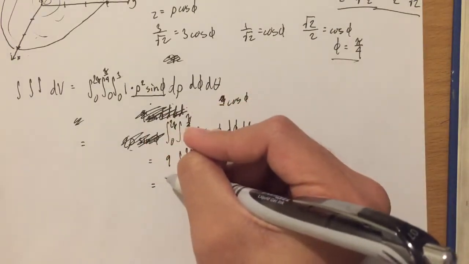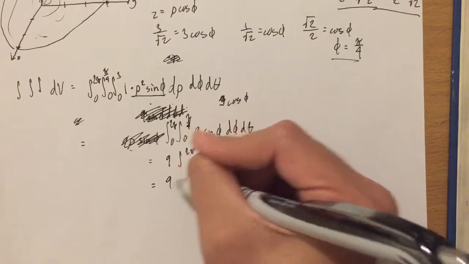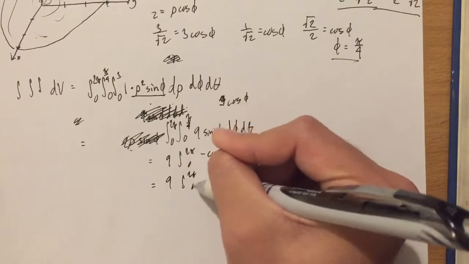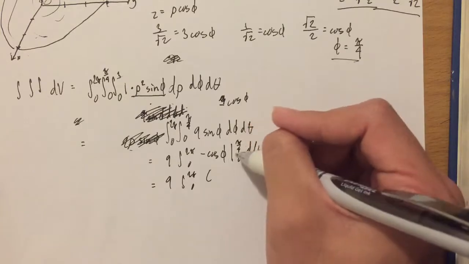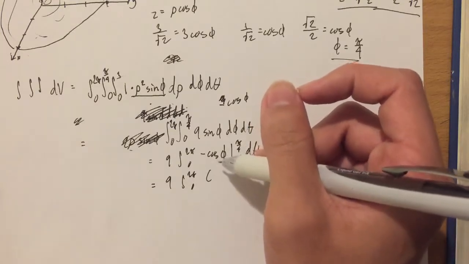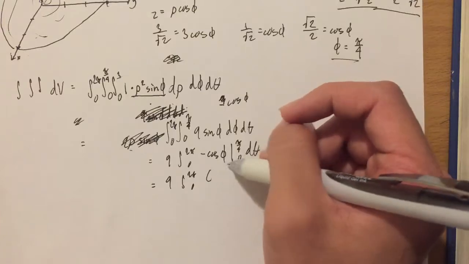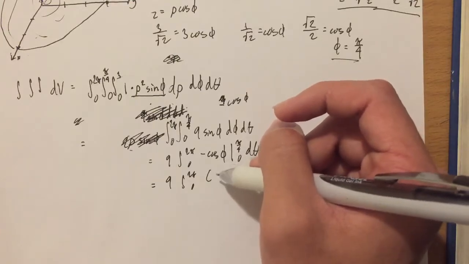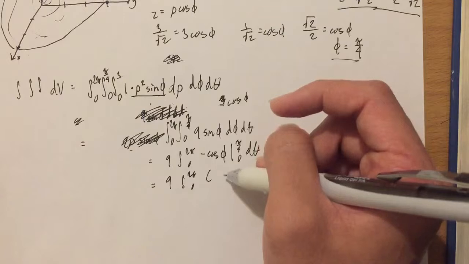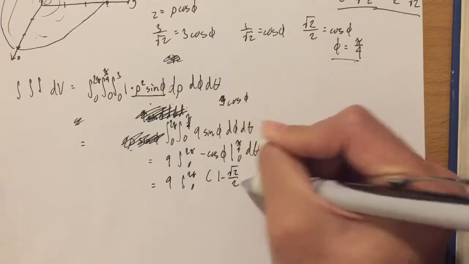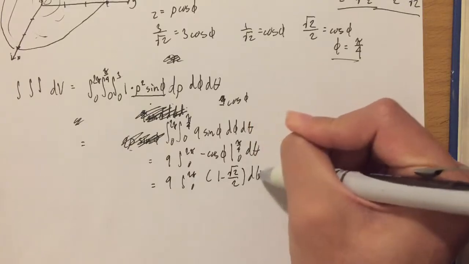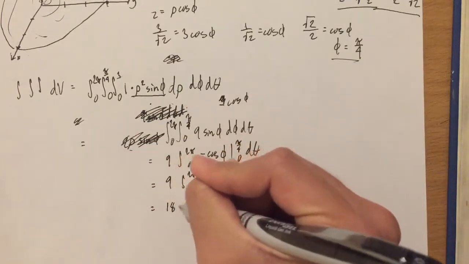And then that would result in 2 pi, so negative cosine pi over 4, cosine pi over 4 is root 2 over 2. So it would be 1 minus root 2 over 2. I'm just rushing through it. 18 pi.